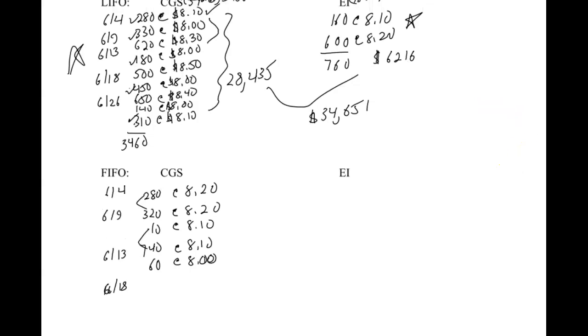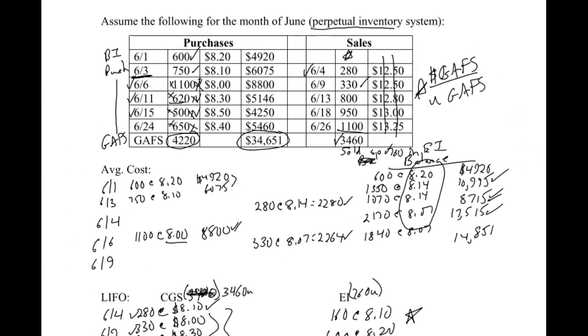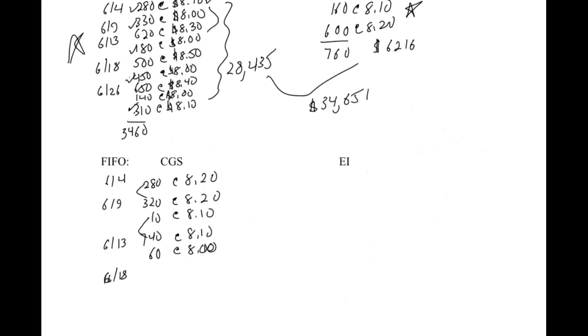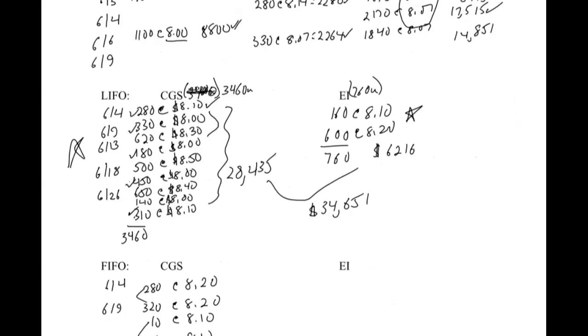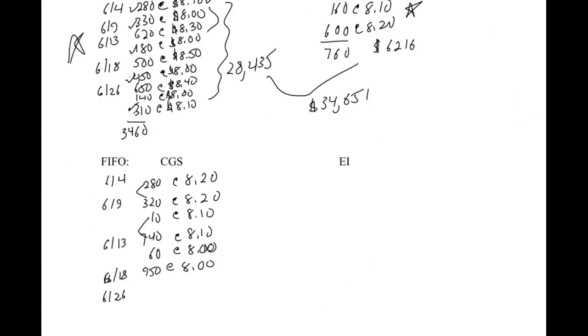On the 18th, let's scroll back up. We can see we sold 950 more, so let's go and grab those. Okay, so we sold 950. All right, so we're still pulling those from that big purchase of 1100 at $8. Okay, on the 26th, we had another big sale of 1100 units. So let's grab those. So we're going to sell 90 at $8. That's 90 at $8.